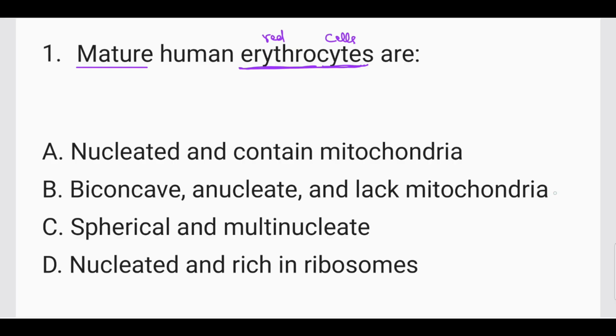The answer is B, because mature RBCs lose their nucleus, ribosomes, mitochondria and other cell organelles before entering into the circulation. This creates more space for the hemoglobin, which increases the oxygen carrying efficiency. Also, the biconcave shape increases the surface area and provides flexibility, helping them pass through the narrow capillaries.